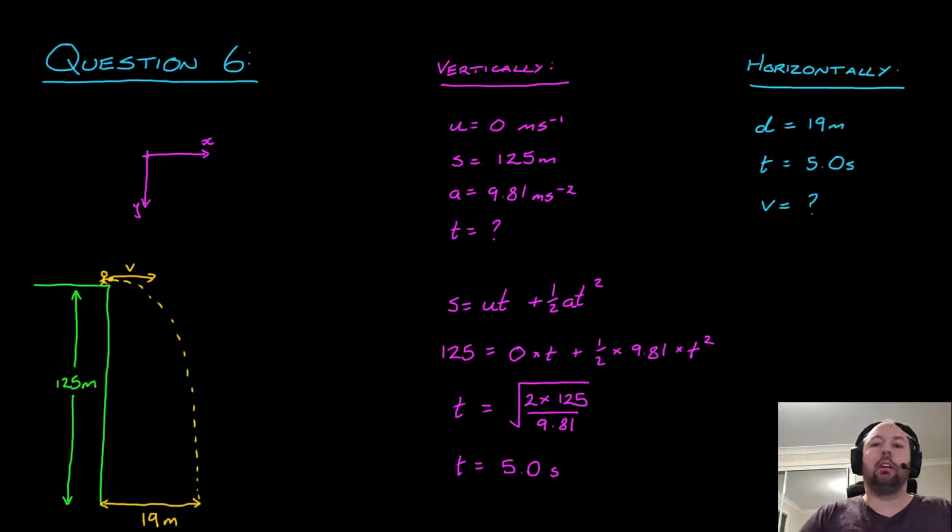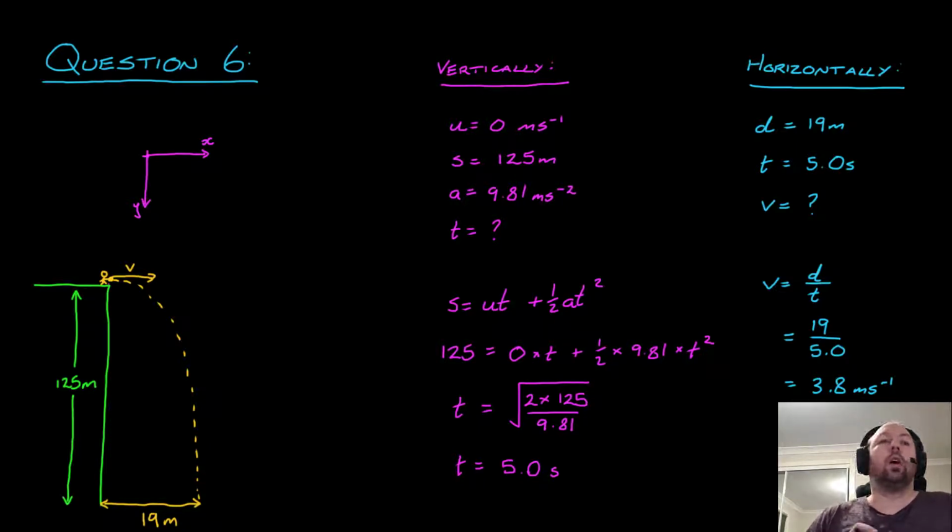We can now turn our attention to the horizontal motion of the object. We know that it travels 19 meters in 5.0 seconds, the time it takes the object to fall to the ground. From that, we should be able to work out what the velocity of the object was horizontally using v equals d divided by t. And we get that that's 19 divided by 5.0 equals 3.8 meters per second.